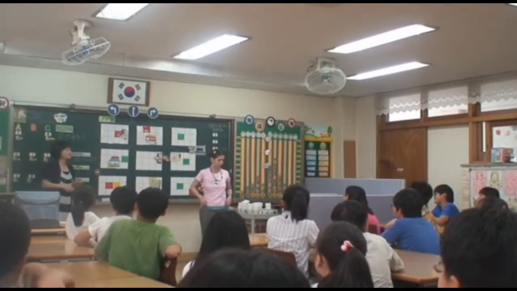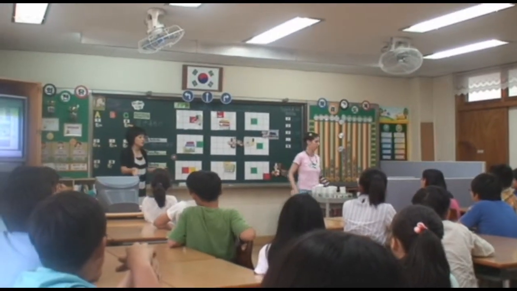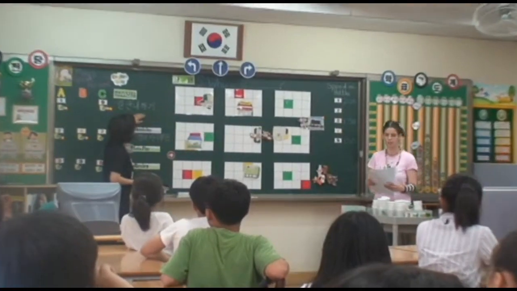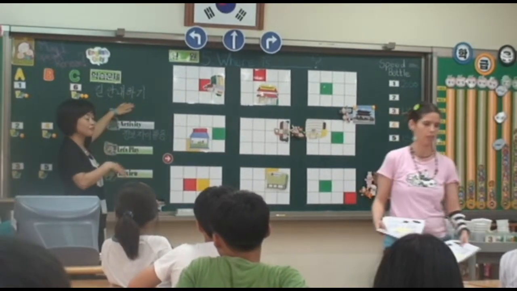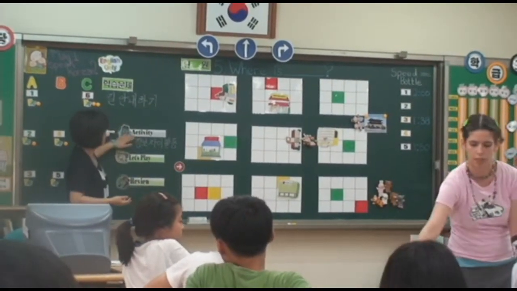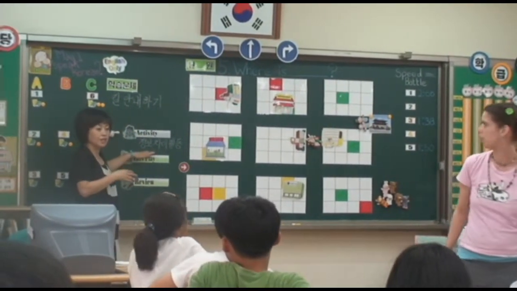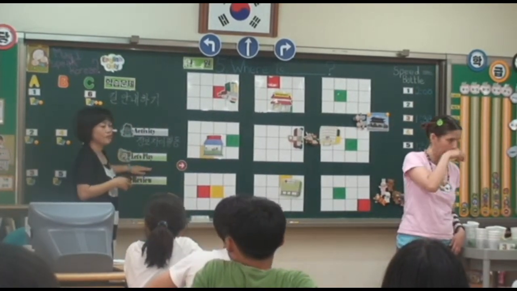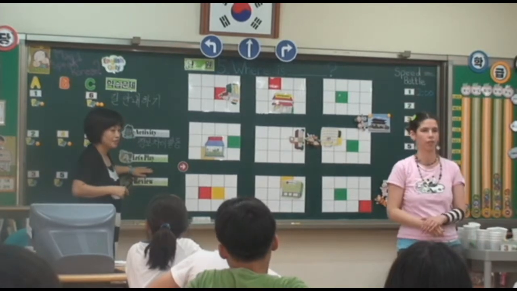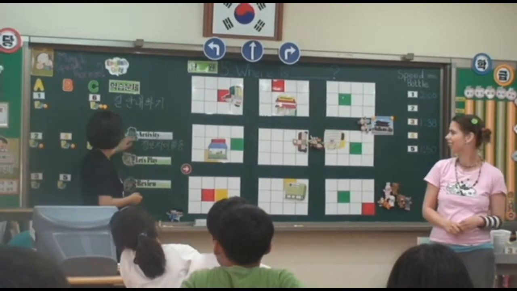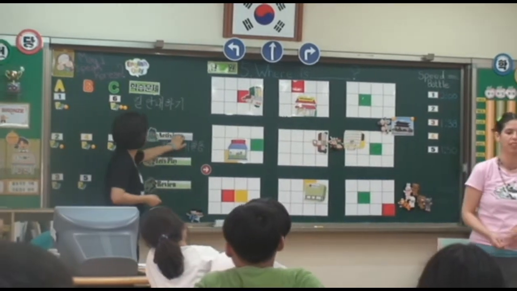Okay, today in this class we will review lesson 5, verse number 1. We will review using go straight, left and right. We have 3 activities today. First we will do an information gap activity. And after that, we will play speed battle. And then review again. Yes, 3 activities. Okay, let's start.